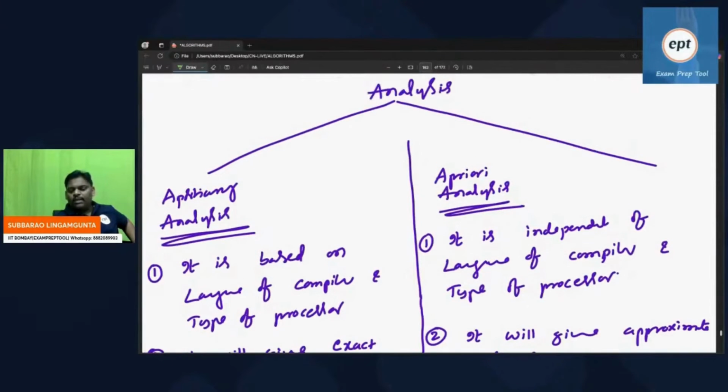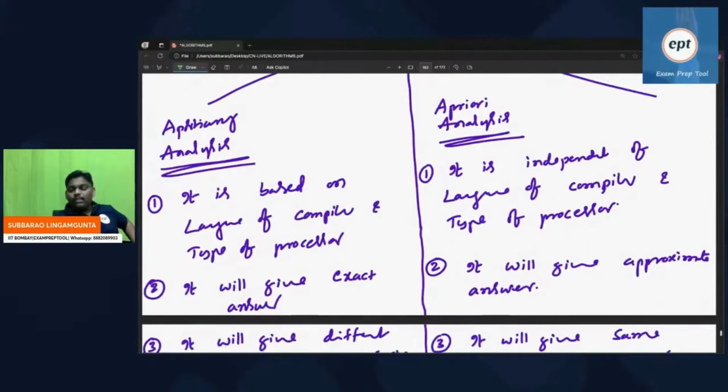Posterior analysis and priori analysis. One is a dependent analysis, another one is an independent analysis. The first one is the dependent analysis. The second one is the independent analysis.